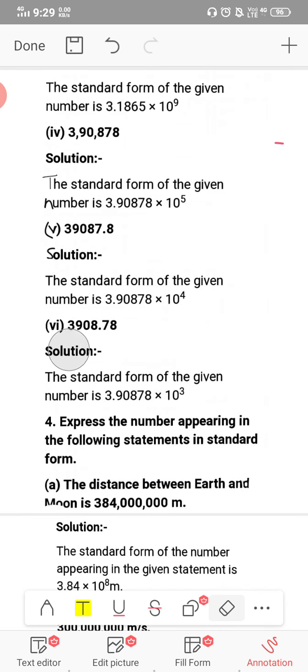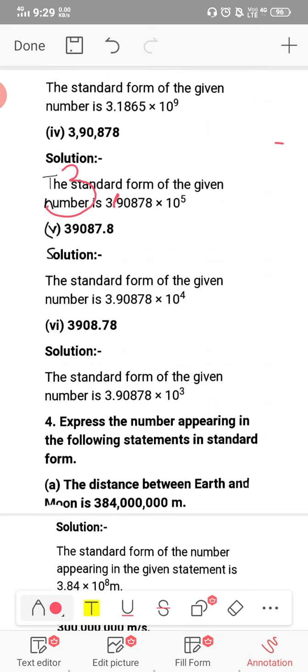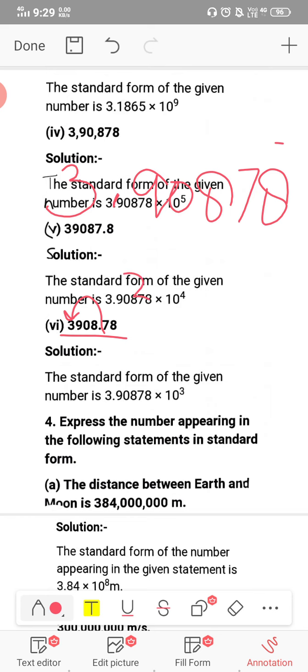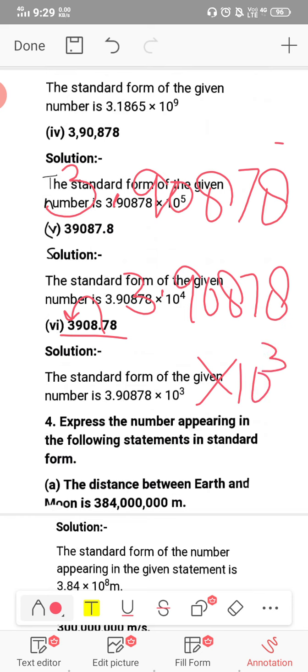3908.78. Now it is already given you in the form of decimal, but we have to write it in standard form, and the standard form is 3.90878. हमने इसको 3.90878 लिख दिया. अब हमने डेसिमल को कितने पॉइंट्स आगे बढ़ाया है? 3 पॉइंट्स. तो वी विल राइट इट 3.90878 इंटू 10 to the power 3 ओनली, क्योंकि हमने डेसिमल को इतना पॉइंट्स मूव किया है.